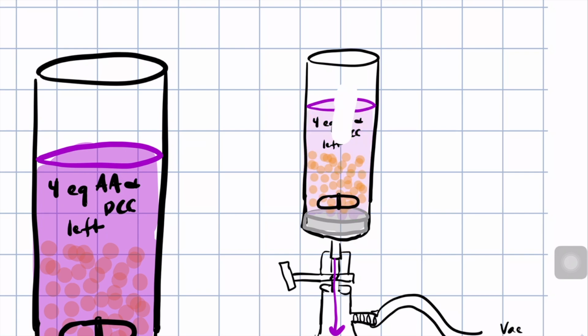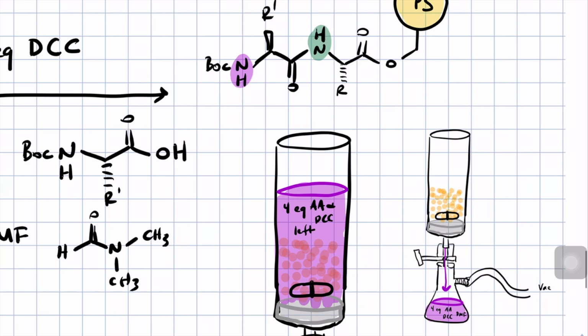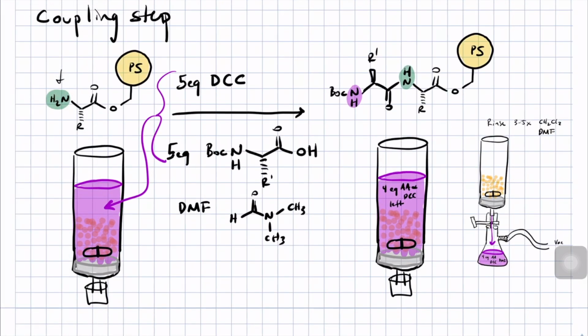And what you've got left is your resin beads, which you can now rinse 3 to 5 times with dichloromethane. You probably also want to rinse with DMF. By the time you've done that, all of the excess reagents are gone, and you have basically purified your peptide by simple filtration. And so that is a coupling step.